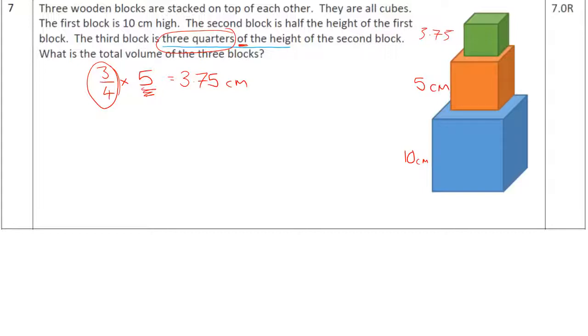3.75. Now, when you've got a cube, basically it's a kind of rectangular prism. For a rectangular prism, we know that the volume is the length times the width times the height. For a cube, the length, the width and the height are all the same, so the volume of a cube is just the length cubed. So all we've got to do here is cube these lengths for each of the blocks and then add them all together. So our total volume is just going to be 10 cubed for the bottom block plus 5 cubed for the next block plus 3.75 cubed for the top block.